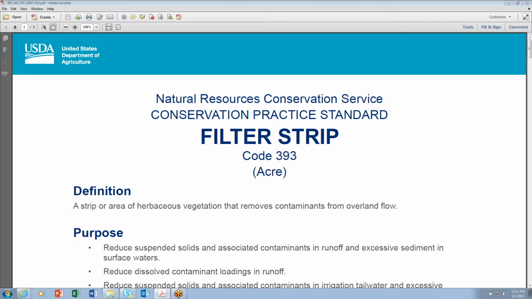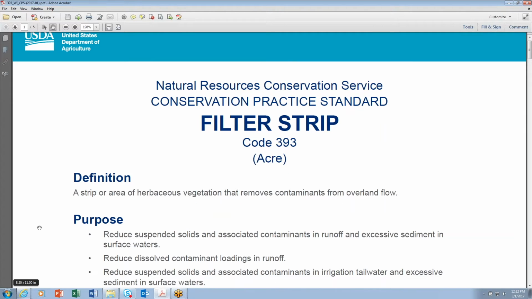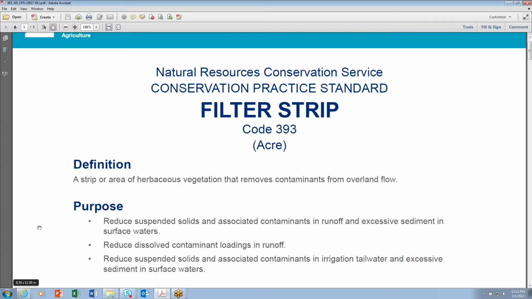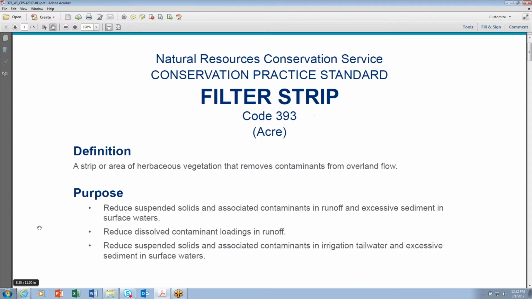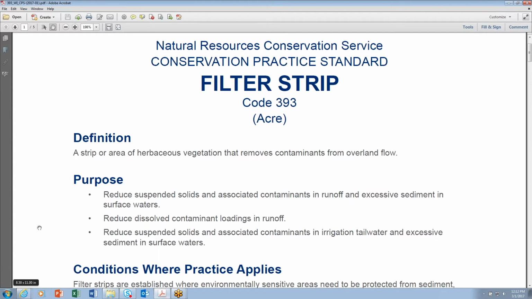So the filter strip standard itself, I'm just going to talk about some of the highlights here. We all know that it's a strip in an area of herbaceous vegetation that removes contaminants from overland flow. The purpose is threefold: reduce suspended solids and associated contaminants in runoff and excessive sedimentation before it hits surface waters, reduce the dissolved contaminant loadings in runoff. I will speak just a little bit about that.